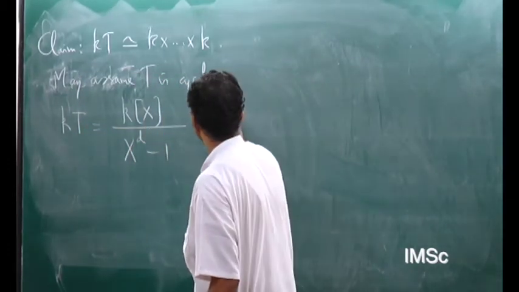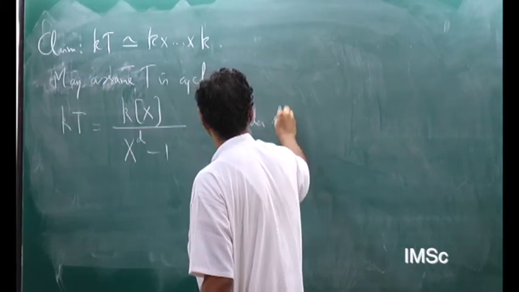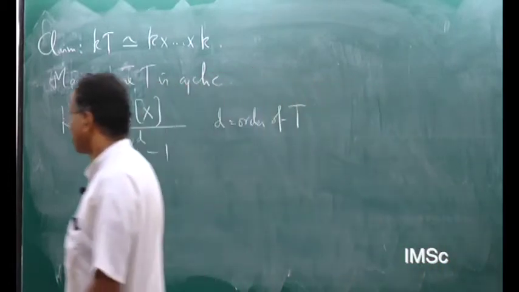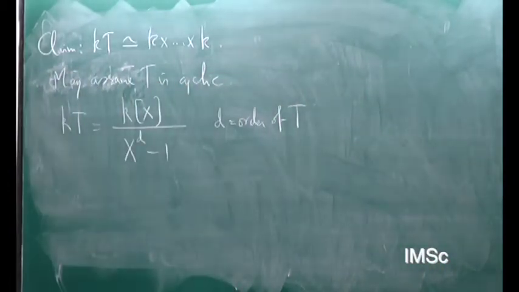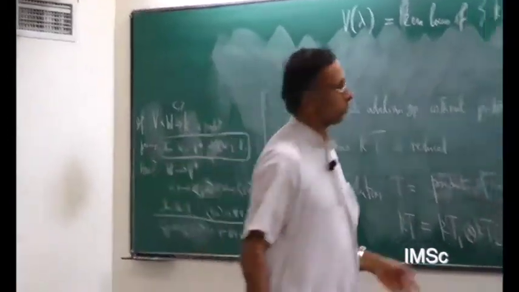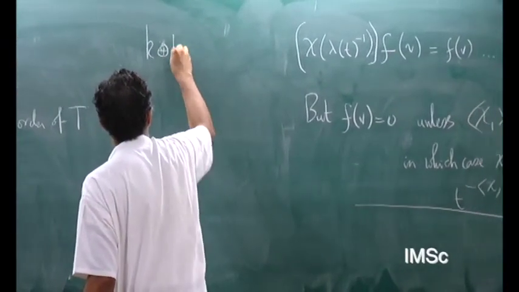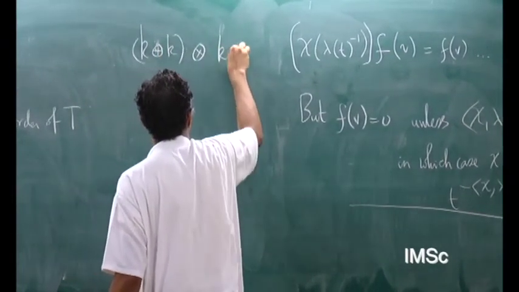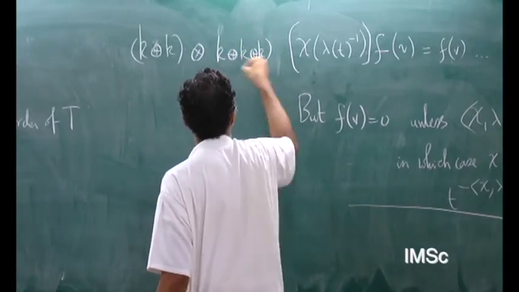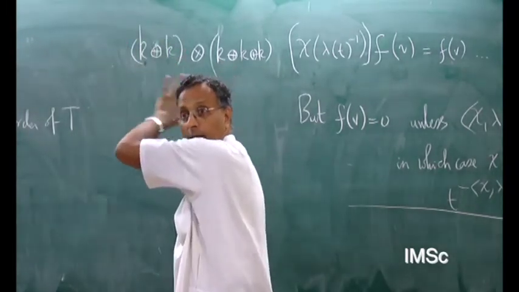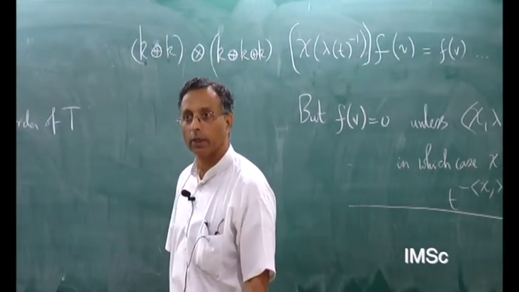Okay, so D is equal to the order of T. So if this is a product of fields and this is a product of fields, then tensor, you will get K tensor K tensor K. So for example, if the first one is a product of two fields, which you can write like this, and the second one is a product of three fields, say, then you get K tensor K, K tensor K, but K tensor K is K. Okay, is that clear?